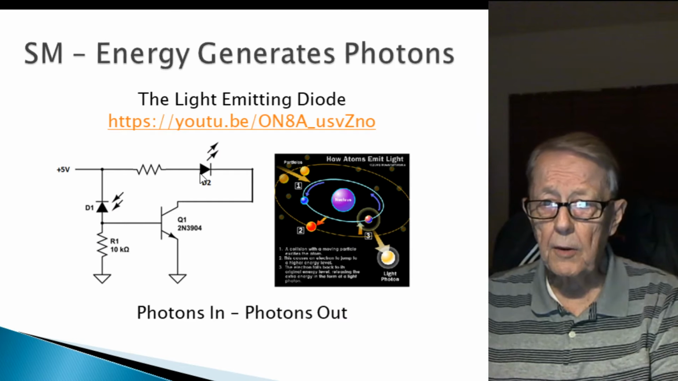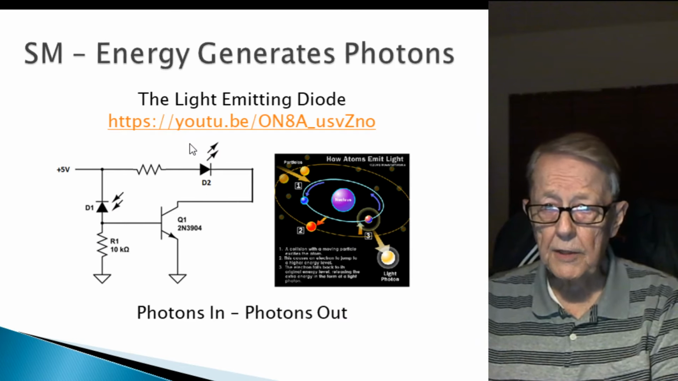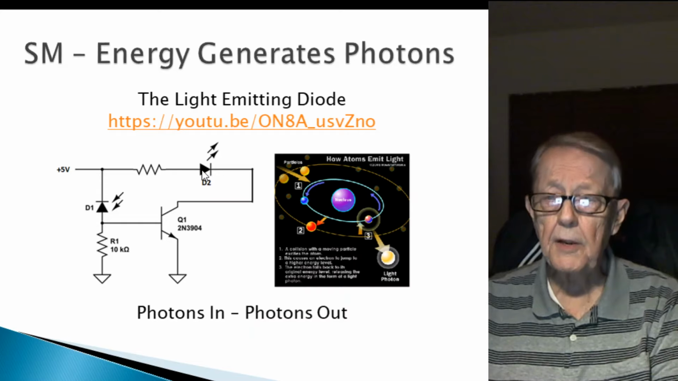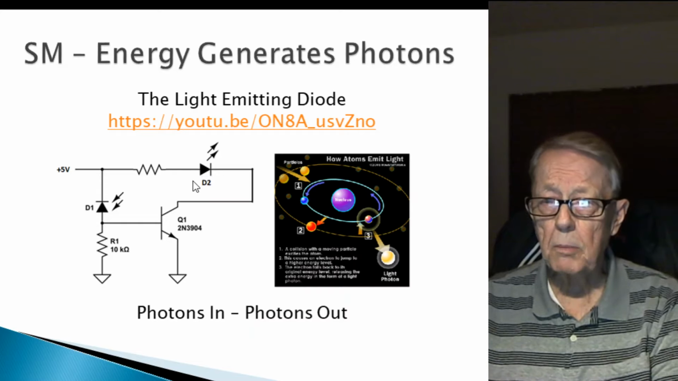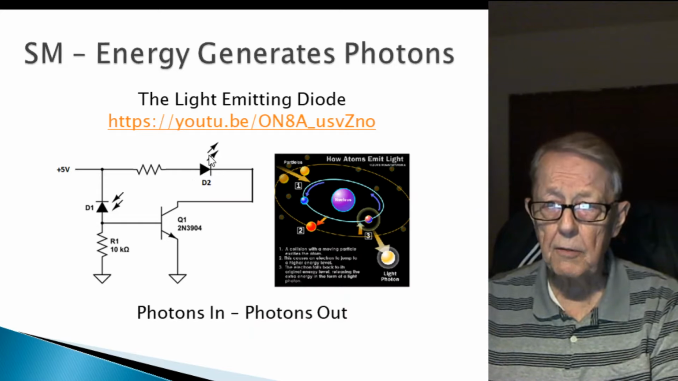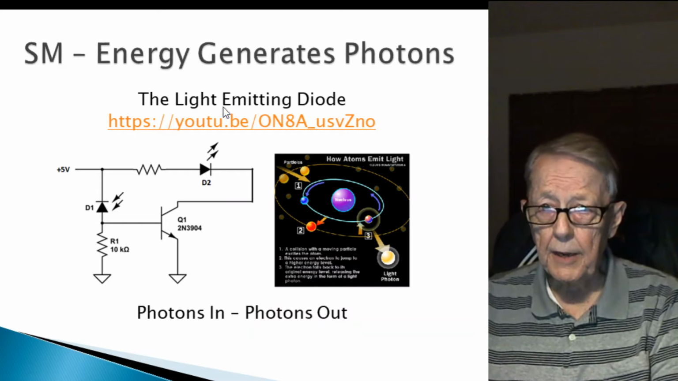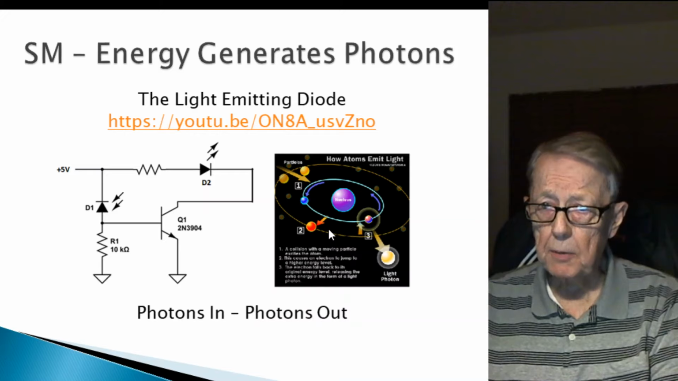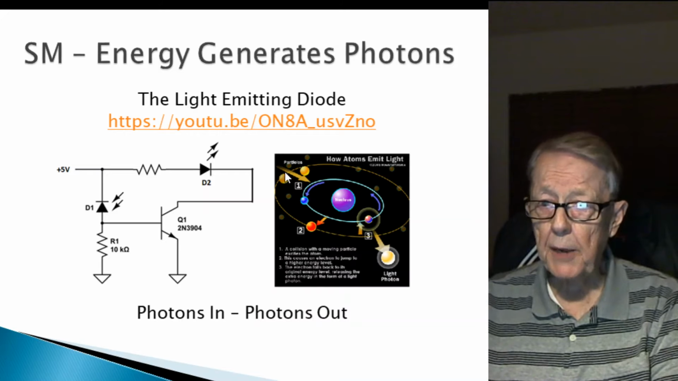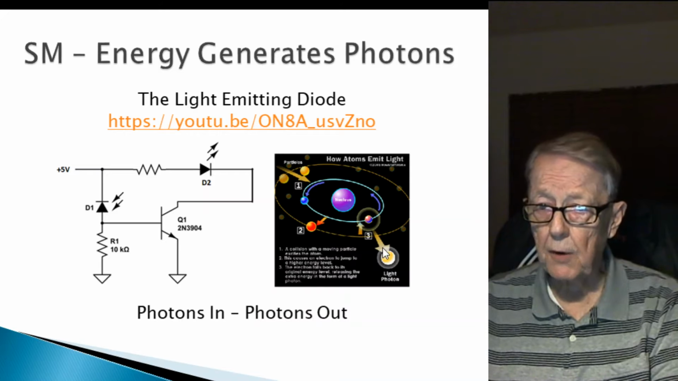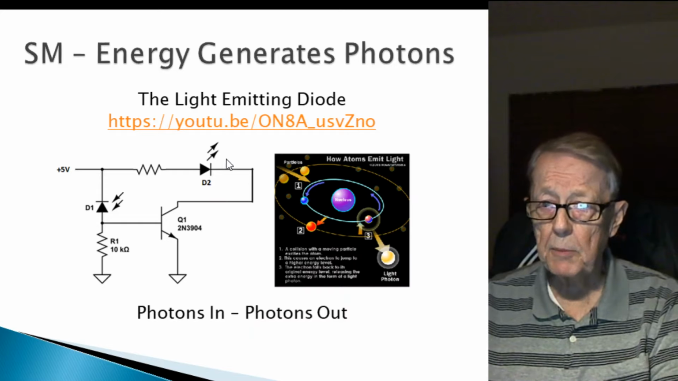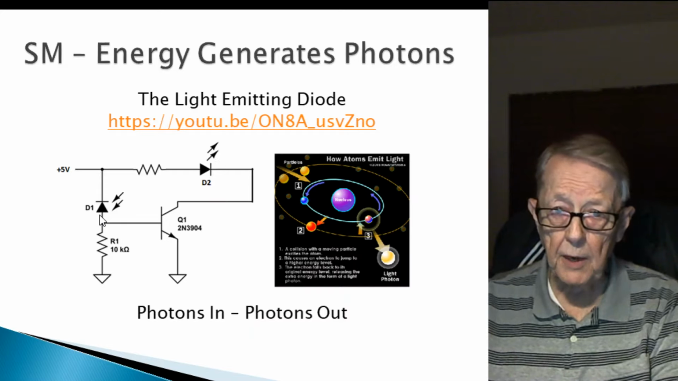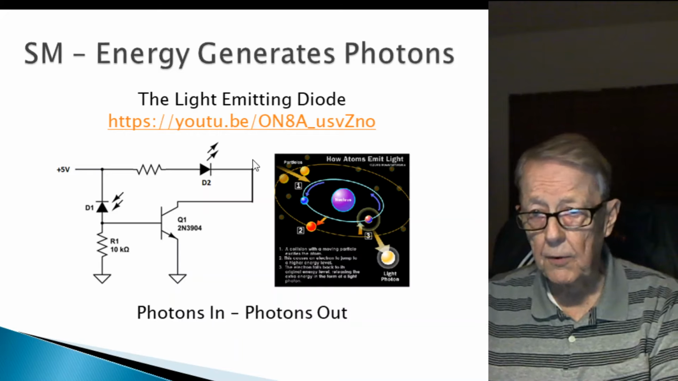But looking at the other end of this circuit, we have an LED, and this is one of my problems with the explanation of light being emitted from a diode. In that video, light emitting diode, I used this picture to explain how the standard model generates a photon, because you have photons coming on. By the way, you got photons coming in, you got photons coming out.